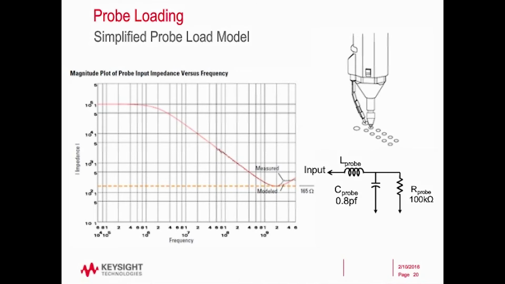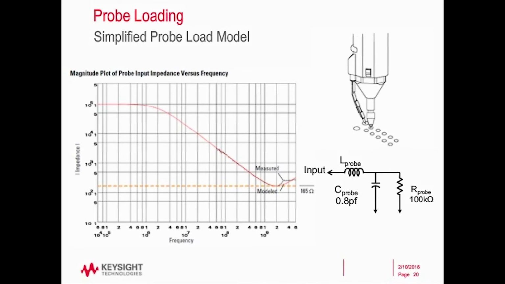But here's the takeaway on this. If we look at the impedance plot on the left, that is impedance versus frequency. If we go over close to the left-hand side, where we're close to DC, the input impedance of that probe is 100 k ohms. What that means is when I touch that probe to your circuit, what DC is going to see is a 100 k ohm resistor to ground.